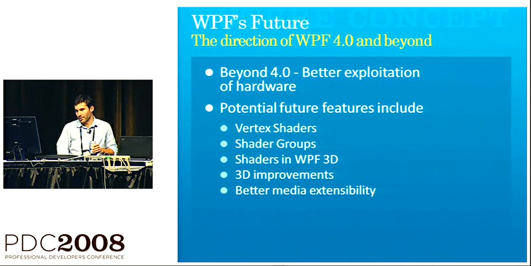So moving forward, better exploitation of hardware and other potential stuff we might do, and this is just a list of stuff that we have not committed to at all. So just consider this to be things we're thinking about. We'd like to do some sort of vertex shaders. We'd like shader groups. Shaders in 3D would be nice. We'd have to figure out a way to do it. We'd like to do 3D improvements. We're already doing some performance improvements in 3D, but we'd like to do a lot more, and we'd like a more extensible media pipeline.